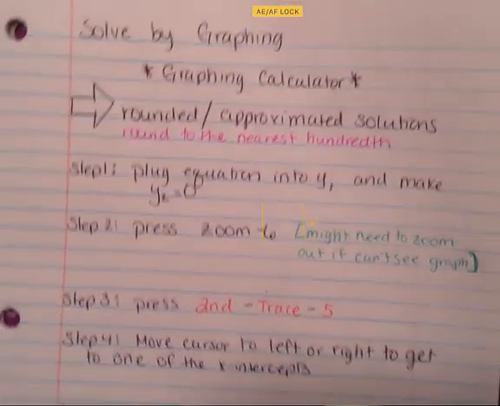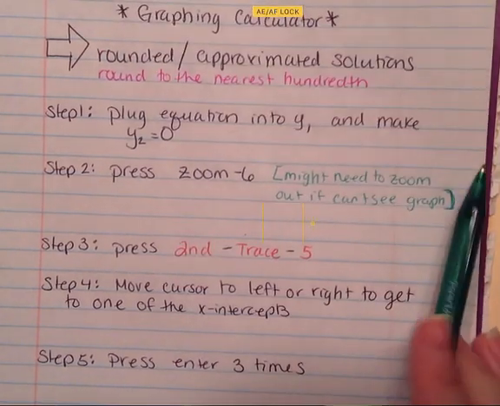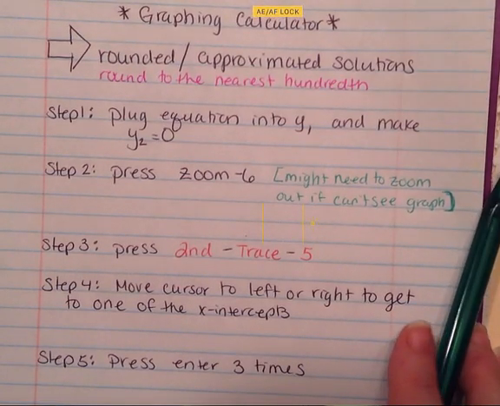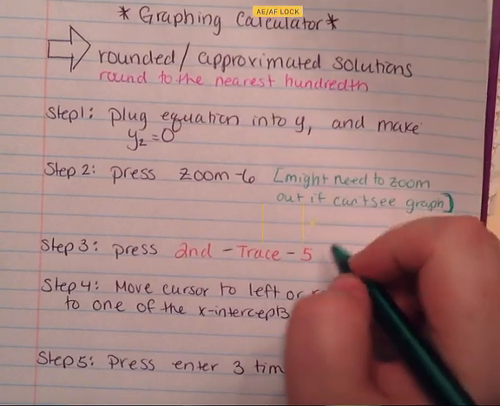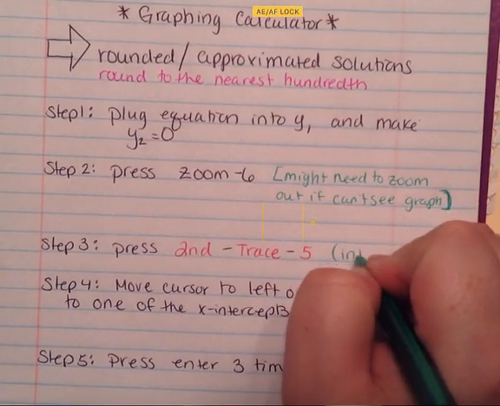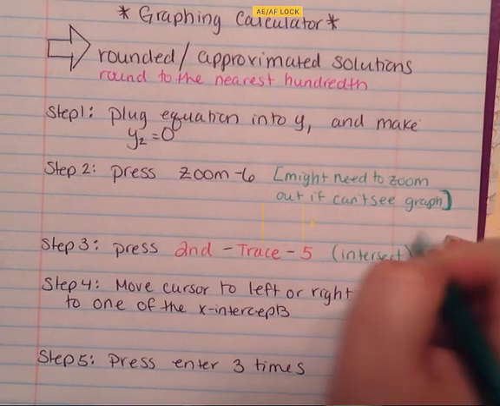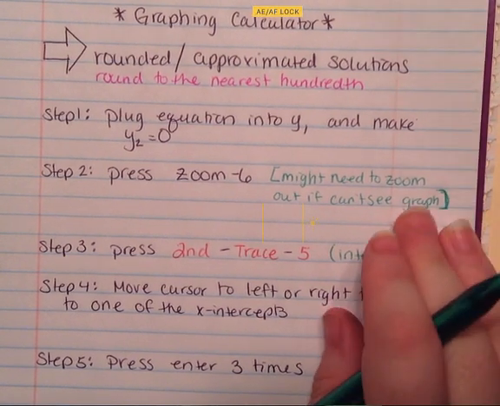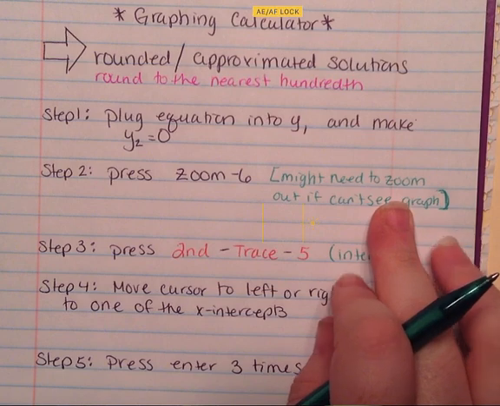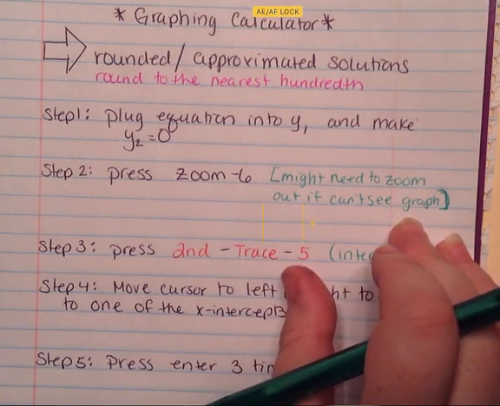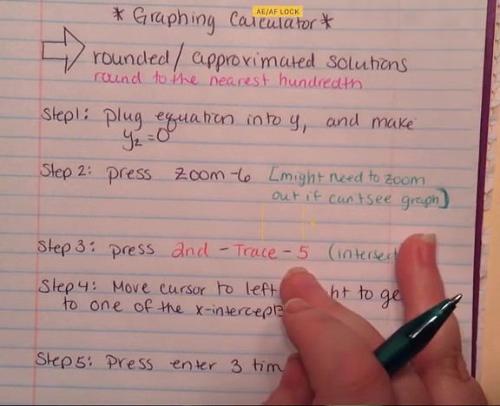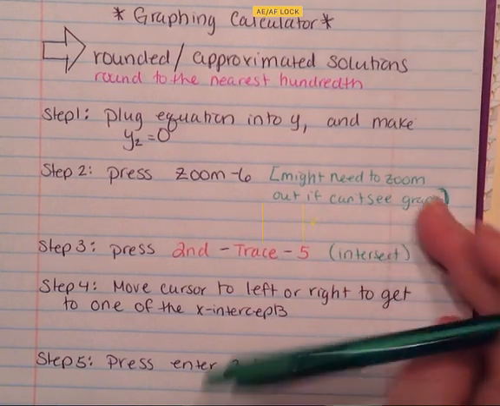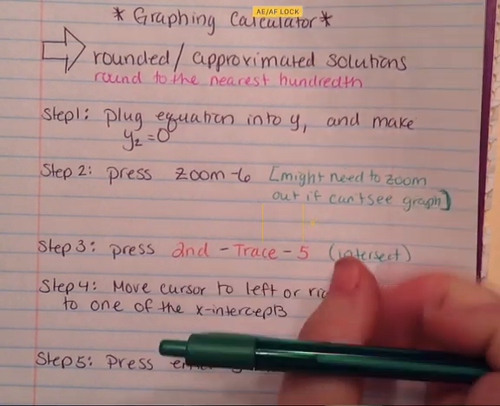The next step is once you have your graph on your screen, you're going to press second trace 5, which is actually where you're going to find the intersect. When you press zoom 6, you'll see the graph, and then you'll press second trace 5, which will take you to another screen. But as soon as you press the 5 or enter on the intersect, it'll go back to the graph, and you'll end up seeing a cursor blinking.